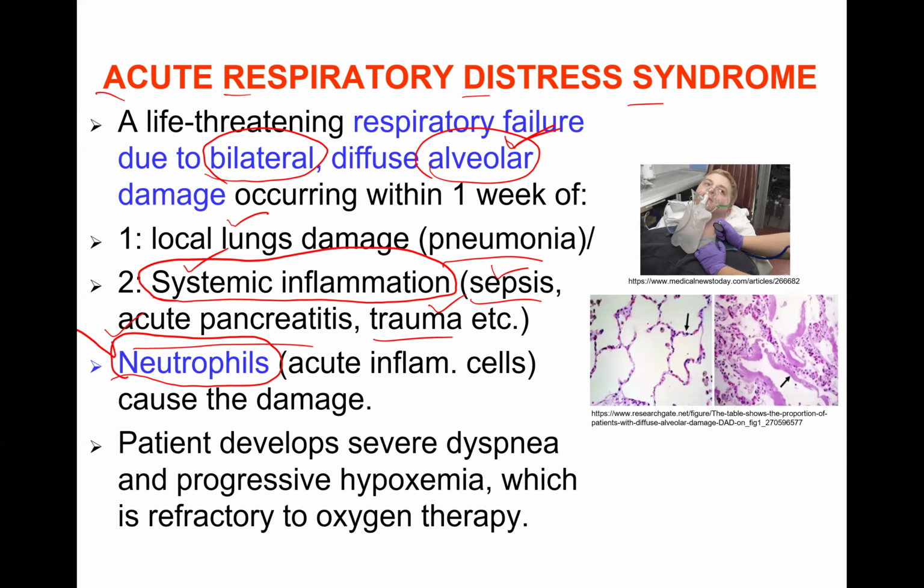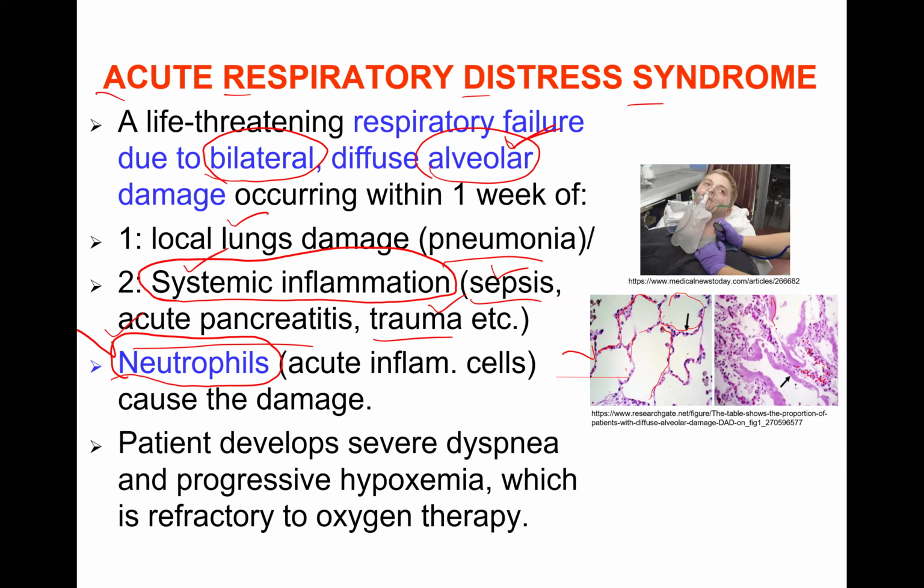On the left side you see the histopathological picture: beautifully looking alveoli. You see these are alveoli, and in between there are capillaries, red cells and other cells, capillaries for gas exchange. But this is a normal person's alveolus. On the right side, you see too many purple dotted cells containing nuclei. What are these? These are nothing but neutrophils, a lot of acute inflammatory cells.